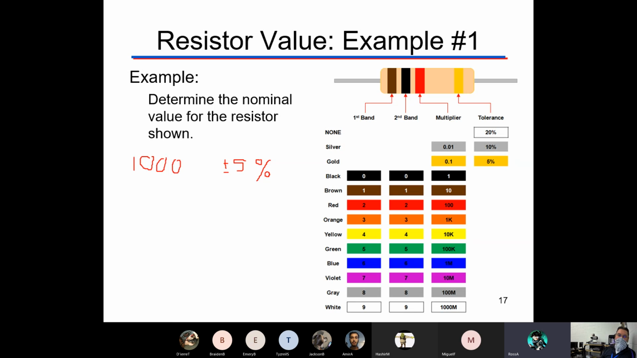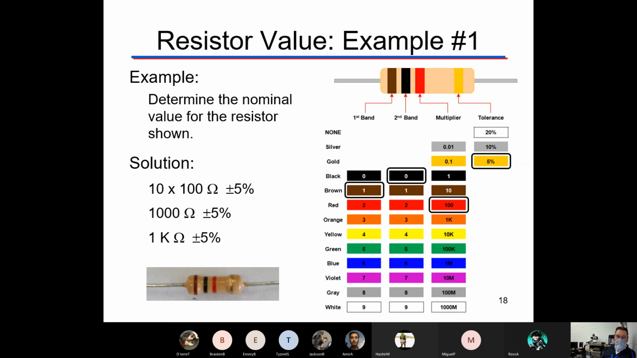Exactly. And they'll tell you that this is how your solution will end up being. It'll be 1K or 1,000 ohms, 1 kilo ohm plus or minus 5%. You don't necessarily have to figure it every time.